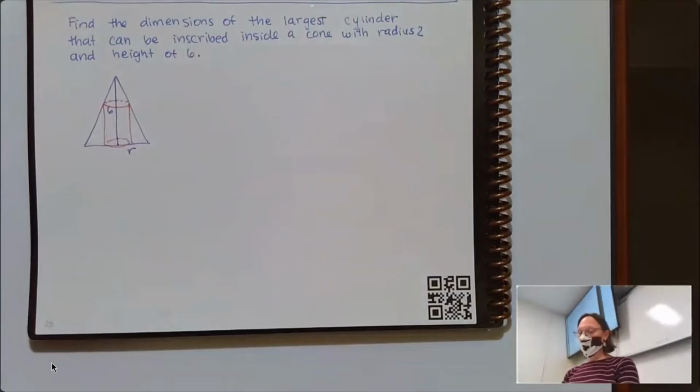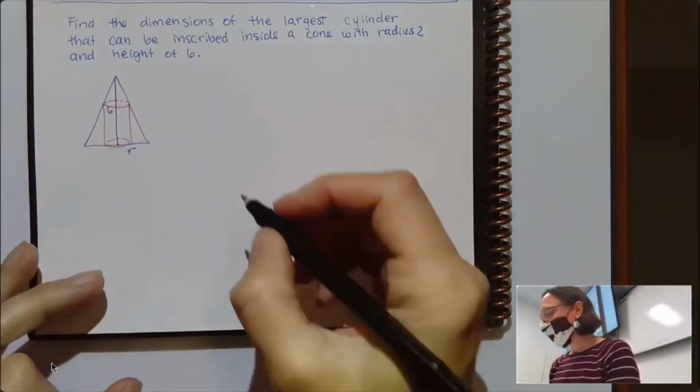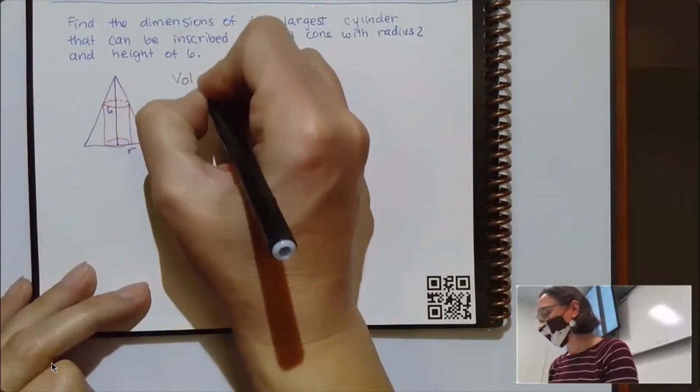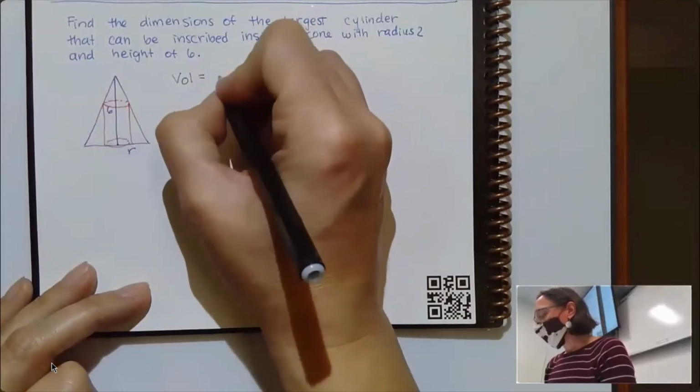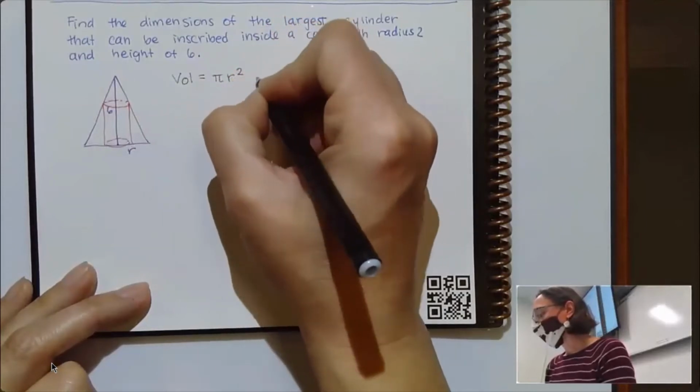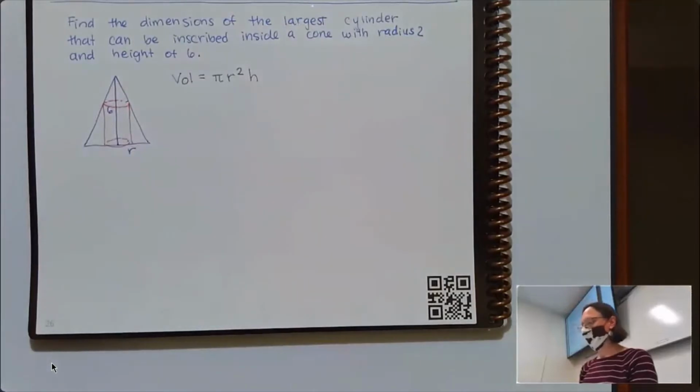So now comes the fun part. We're looking for the dimensions of the largest cylinder. In this case, because they're both 3-dimensional shapes, that word largest should lead us to be thinking volume, not area this time. So the volume of a cylinder is pi r squared h. And then I look at that and I go, oh darn, I've got too many variables. I sure hope we know something else.